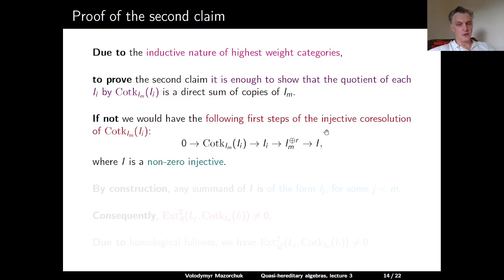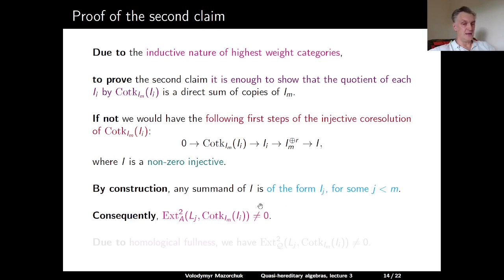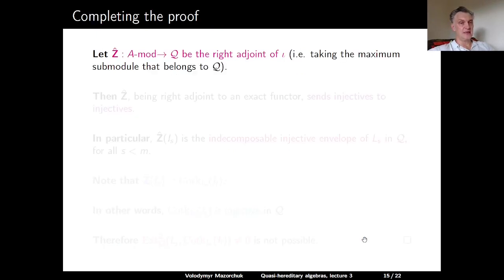We denote this new injective module at this position simply by I, and by construction, any summand of I should be of the form I_j for some j strictly smaller than m. That's because all L_m simples inside I_i are covered in this direct summand. So everything that appears here has an index strictly smaller than m. But this means exactly that over A-mod, the Ext^2 from any L_j appearing here into the cotrace kernel is non-zero, because in the minimal injective co-resolution, you have the corresponding I_j appear. So at this stage, we can use our homological fullness theorem and say that L_j and the cotrace kernel both belong to Q. So this Ext^2 non-zero implies that the Ext^2 in Q from L_j to this cotrace kernel is non-zero. Recall that Q is exactly embedded into A-mod.